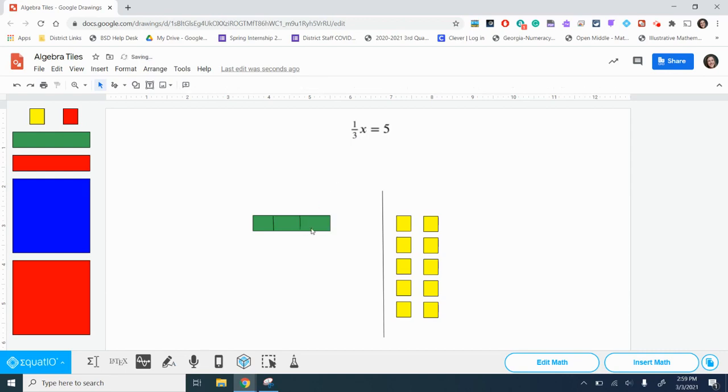So what do we know about 3/3? Well, 3/3 is equal to a whole. So now we have 3/3. We've added another third, so we need to add another group of 5.